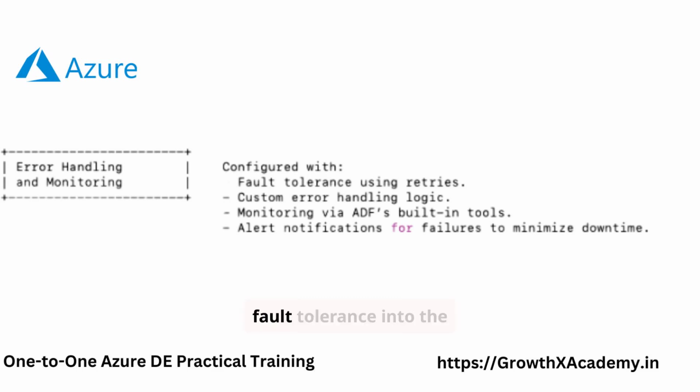Also, I built fault tolerance into the pipelines by configuring retries and implementing proper error handling logic. I used ADF's built-in monitoring features to track pipeline runs and set up alert notifications for failures.